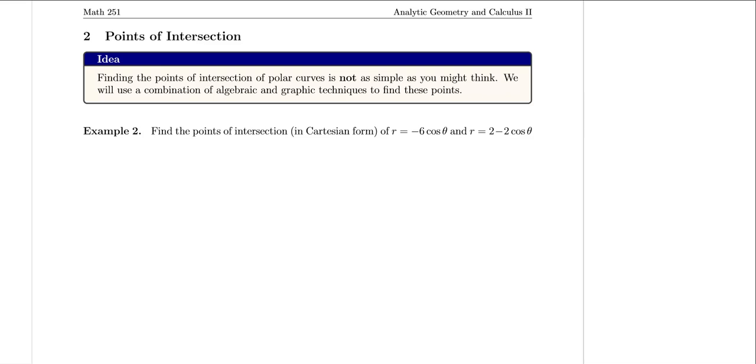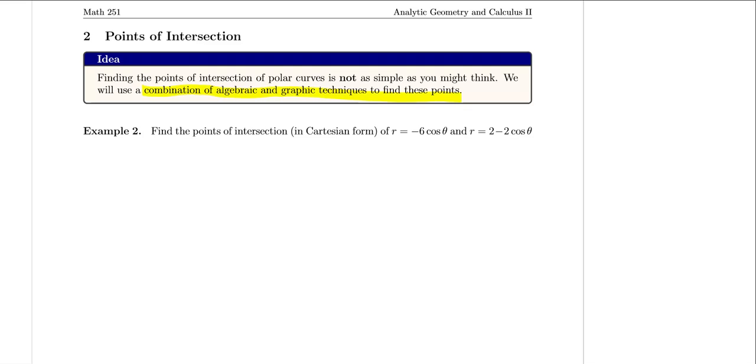Alright, so I want to begin by mentioning that finding points of intersection between polar graphs is not going to be as easy as finding points of intersection between two regular lines or curves in Cartesian coordinates. So, why is that the case? Well, we're going to be taking a look at a couple of examples, but I do want to mention that we will be using a combination of algebraic and graphic techniques to figure out these points of intersection.